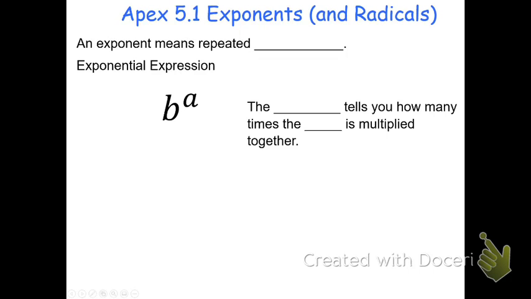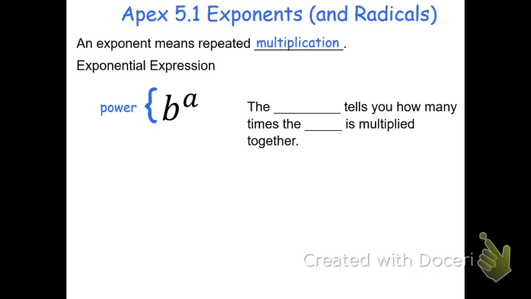Alright, so to begin, an exponent means repeated multiplication. Here I have an exponential expression, b to the a. That is an expression that has an exponent, hence exponential expression. This whole exponential expression, b to the a, can be thought of as a power. The whole thing is considered a power.